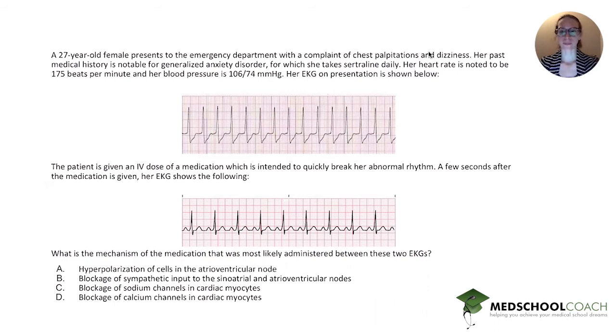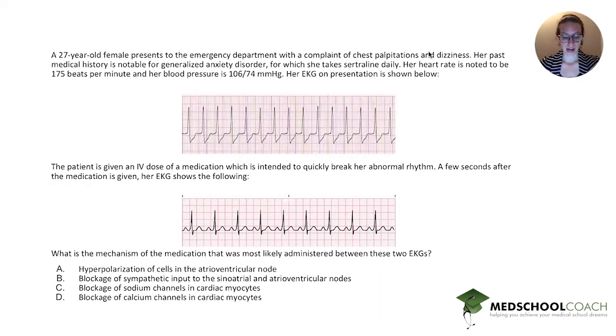So here's our question. A 27-year-old female presents to the emergency department with a complaint of chest palpitations and dizziness. Her past medical history is notable for generalized anxiety disorder, for which she takes sertraline daily. Her heart rate is noted to be 175 beats per minute, and her blood pressure is 106/74 millimeters of mercury. Her EKG on presentation is shown below.